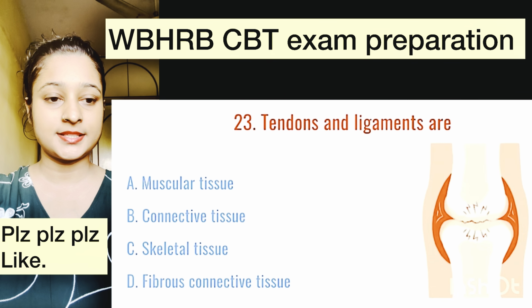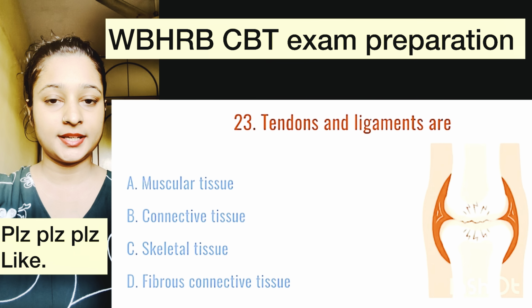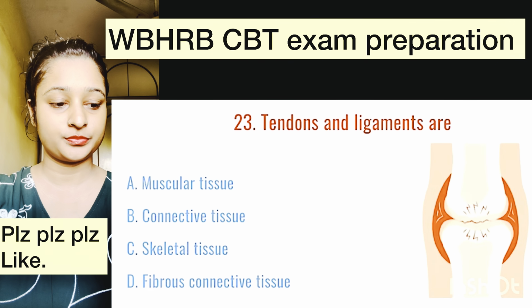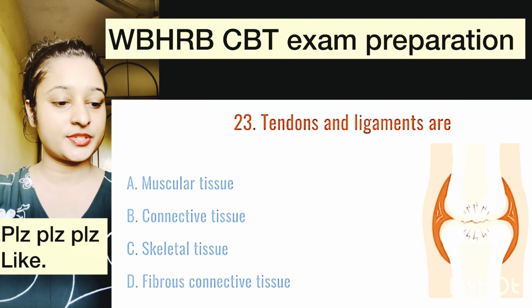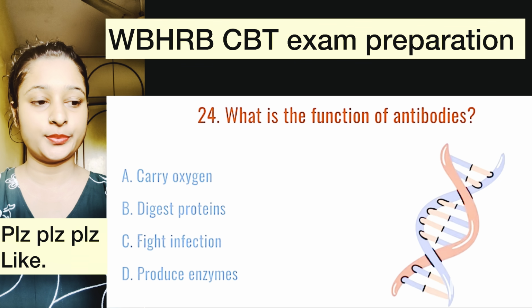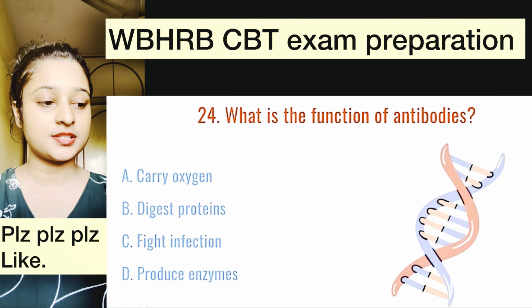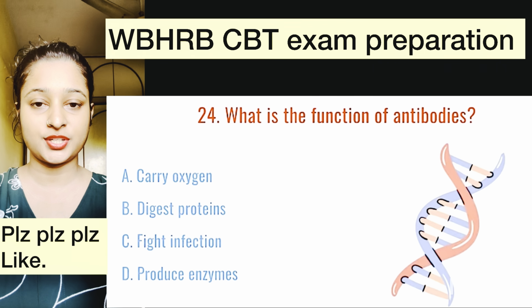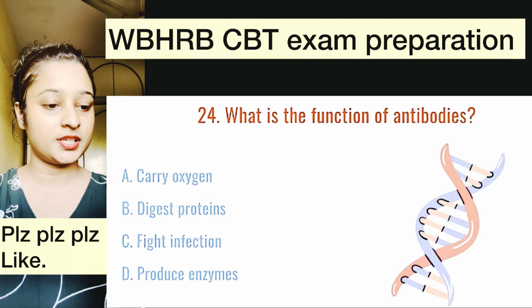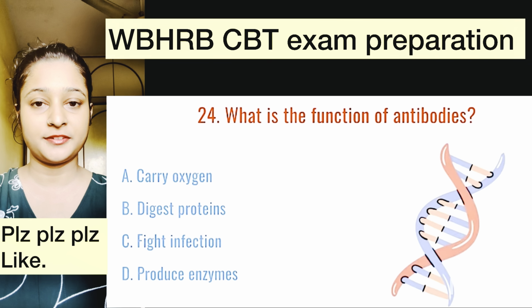Question number 23 is tendon and ligaments are. Option A is muscular tissue, B is connective tissue, C is skeletal tissue and D is fibrous connective tissue. Here correct option is option D fibrous connective tissue. Question number 24 is what is the functions of antibodies? Option A is carry oxygen, option B is digest protein, option C is fight infection and D is produce enzyme. Here correct option is option C fight infection.